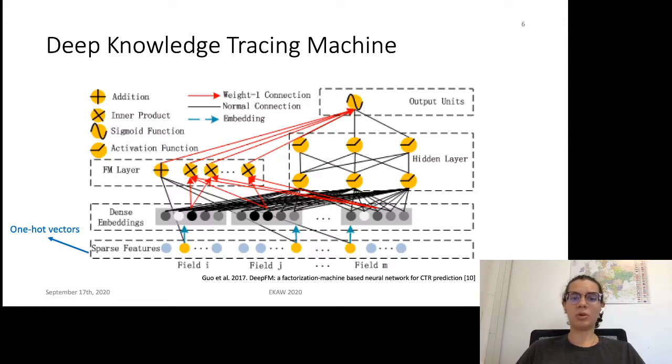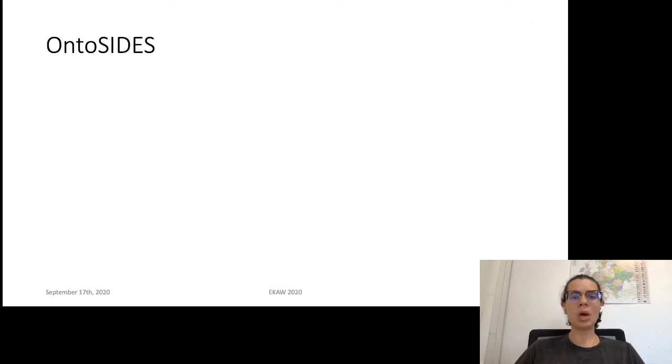The input of a deep knowledge tracing machine is a one-hot vector encoding the features. This is then transformed into the dense embedding to be fed to the hidden layer. Once we identify the model we want to use, we need to define the best features to describe students in CIDES. To do this, we need to explore the OntoSIDES knowledge graph. This knowledge graph is quite huge, including more than 9.2 billion triples. But what we need to focus on are the answers.